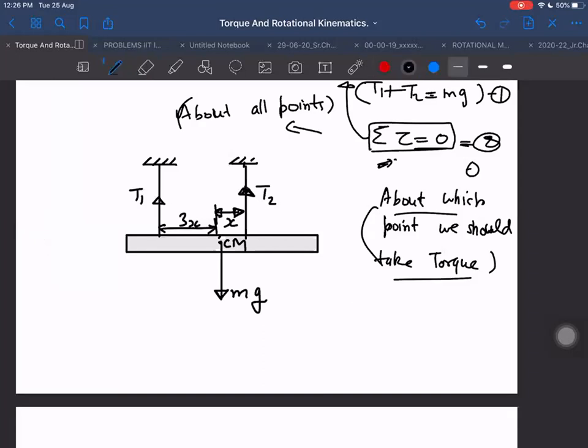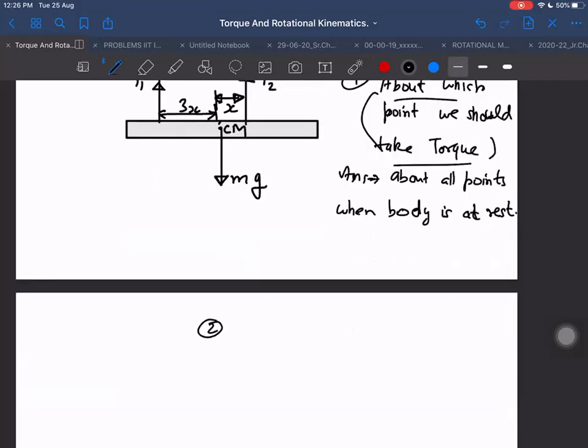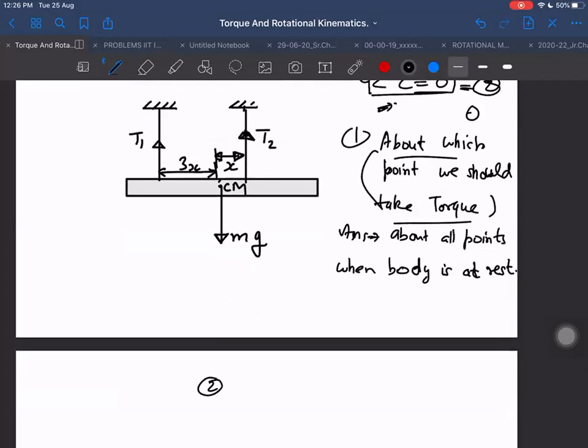So about all points we can take? About which point? About all points, because the body is at rest. When the body is at rest, then about all the points. And what about the cases when, no, which is convenient? Sorry, I was discussing another thing. Which is the convenient point?